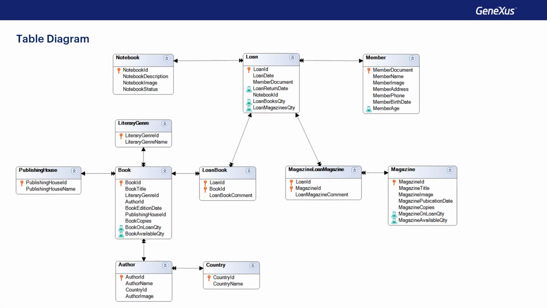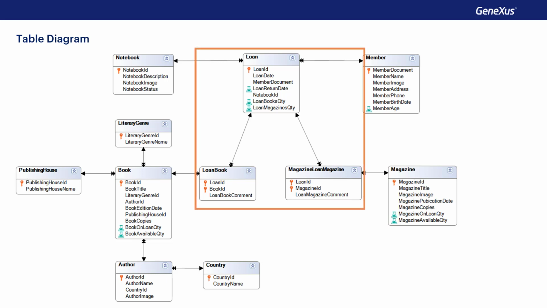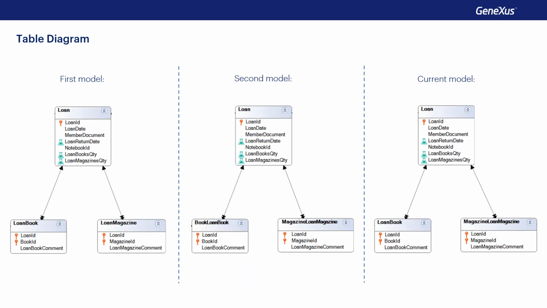Let's look once again at the generated table diagram. If we look again at the structure of the loan, loan book, and magazine loan magazine tables, we see that they're the same as the tables generated in the previous proposals. These proposals, then, change the screens offered to the end user, but not the structure of the database. If, instead of prioritizing book loans, priority had been given to magazines, the structure of the tables generated would remain the same. Now, is there any other totally flat option which does not include second levels?